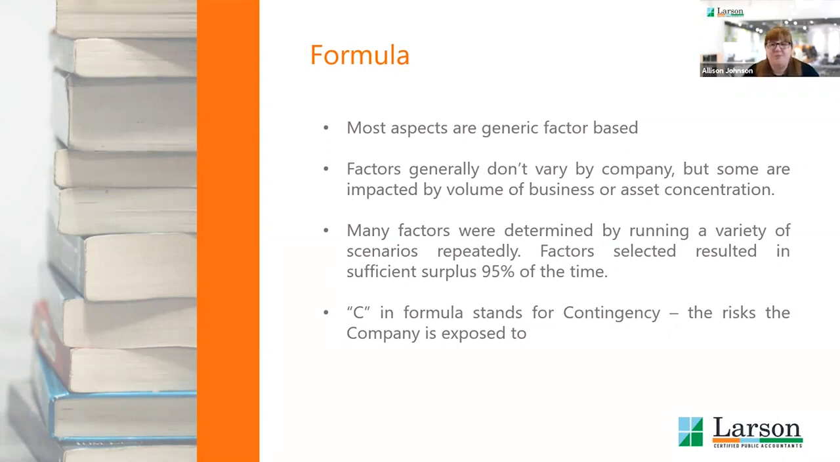some of those factors. So when they were creating these formulas, they ran ratios and scenarios to try and see what factors they needed in order to make sure surplus was sufficient most of the time. So the underlying for most of these factors was that it resulted in sufficient surplus 95% of the time, which is not too bad. So as we go through the different factors, you'll see that they're labeled as C0, C1. That C in the naming convention stands for contingency. It just means the risk that the company is exposed to.